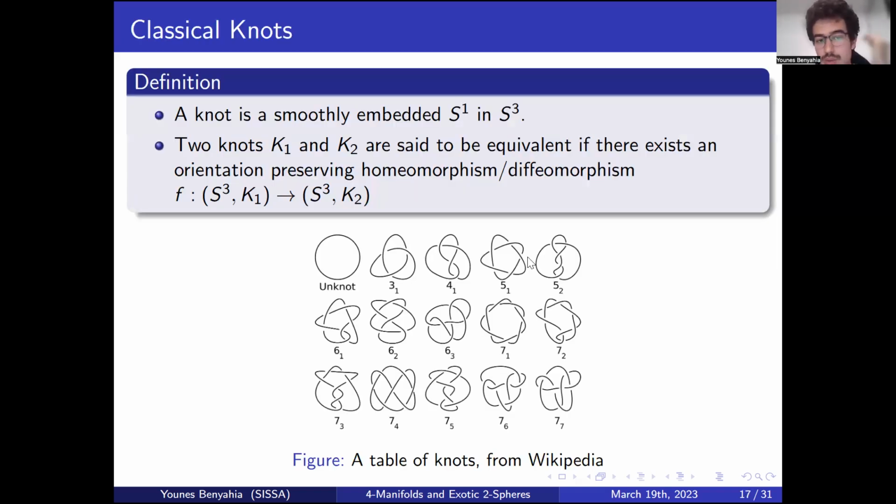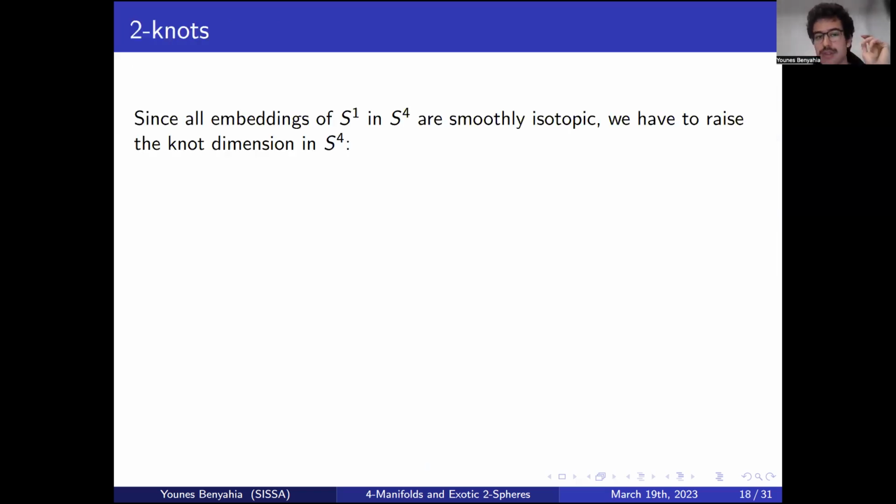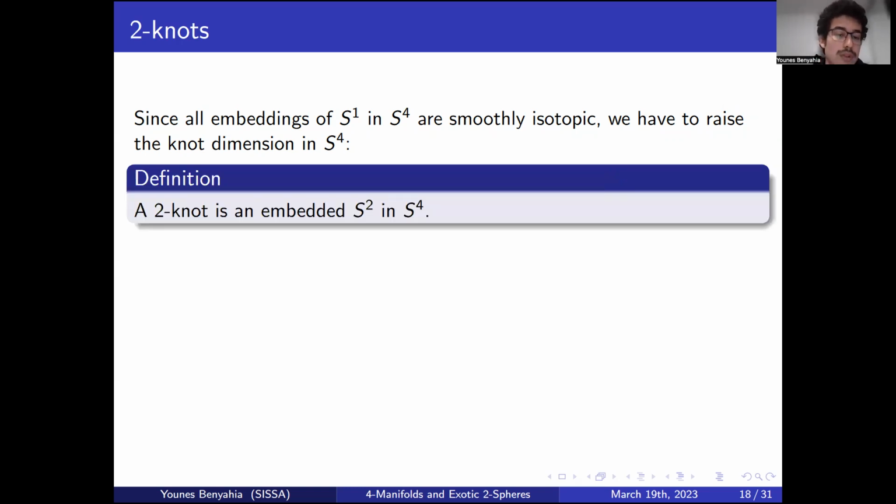So now we can try to work with knots in dimension 4, for example. Like we can try to take embeddings of S1 in S4, but that turns out to be trivial because all these embeddings are going to be smoothly isotopic. So we need to raise the dimension of the knot to get anything meaningful. Anywhere you embed it will be the same. So we can define the following. A 2 knot is an embedded S2 in S4. So instead of taking S1, we take S2 in S4.